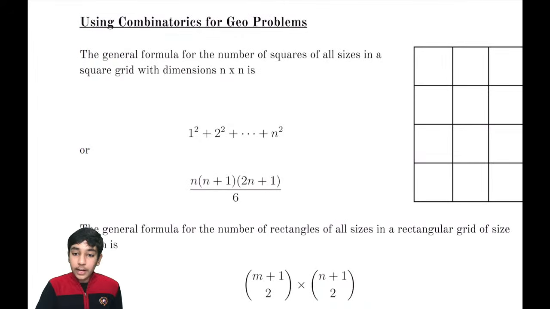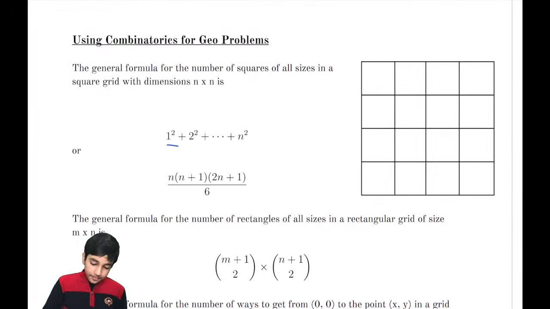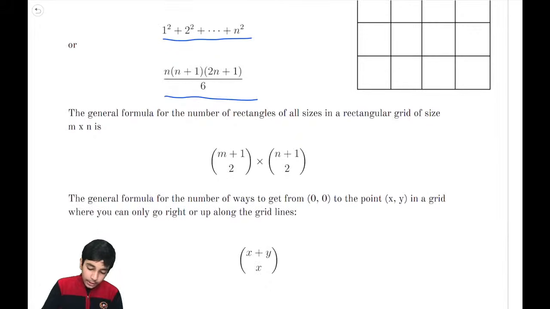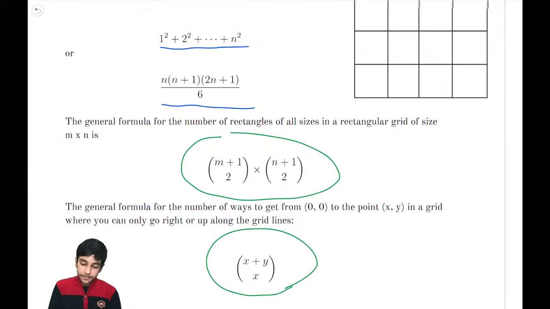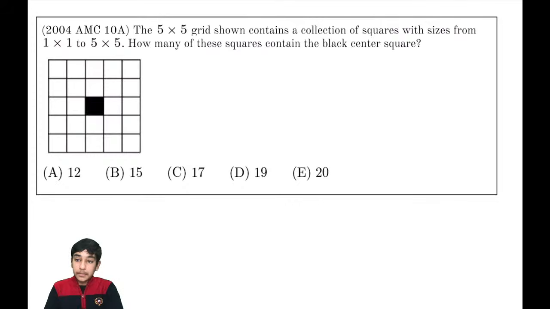So now there's also combinatorics for geometry problems. The sum of the squares from 1 to n is 1 squared plus 2 squared up to n squared, and it can be represented like that. We also have other formulas for rectangles and ways to get from 0, 0 to x, y. So let's explore this problem right here. The idea for this problem is: how many squares contain this black center square?